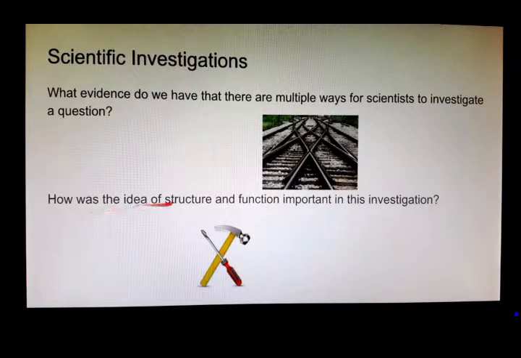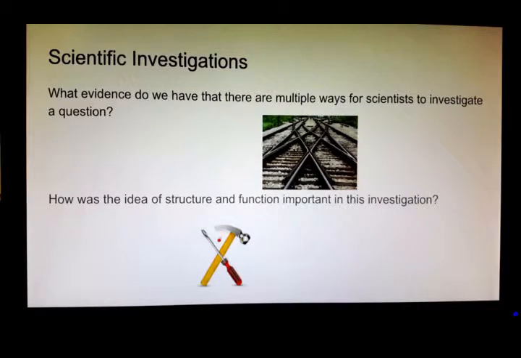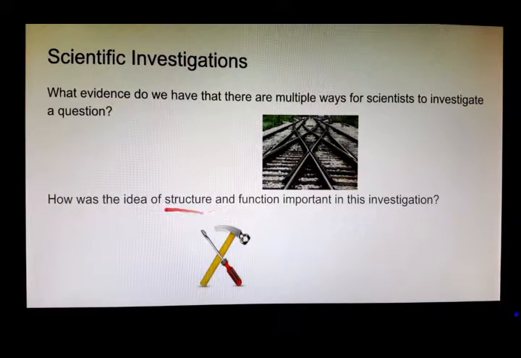Secondly, how is the idea of structure and function important in this investigation? So structure and function. I think the best way to understand this, if you do not, is think about a hammer versus a screwdriver. Their structure determines what they can do. A hammer is much better at pounding nails into the floor or wood or anything else than a screwdriver would be. Similarly, a screwdriver is much better at screwing screws than a hammer would be. And that's based on their structure.